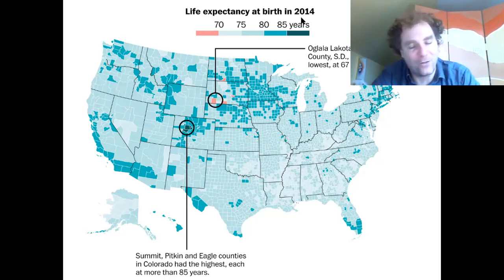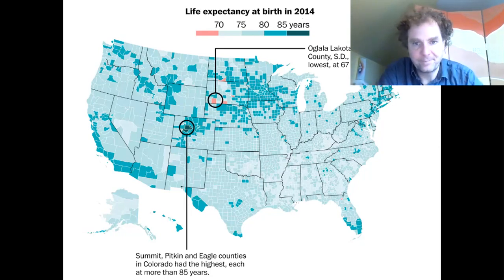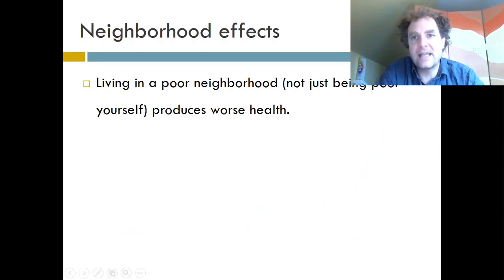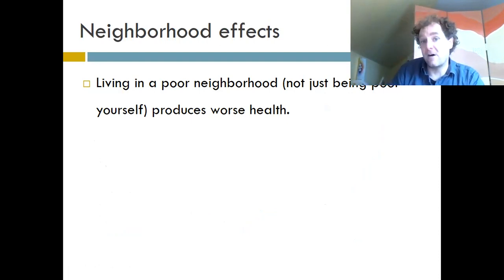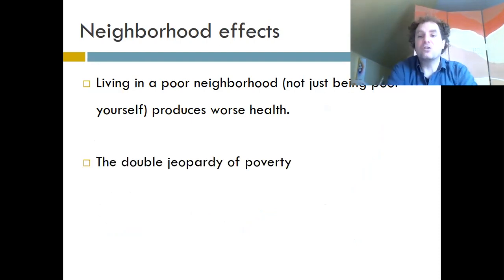It's incredibly wealthy, right? And so we see that these two communities don't have different degrees of money. They have vastly different degrees of life expectancy, right? And so the idea here is that essentially living in a poor neighborhood, not just being poor yourself, produces worse health, right? And so the idea here is you can take two people, right? Two people of the same income, right?